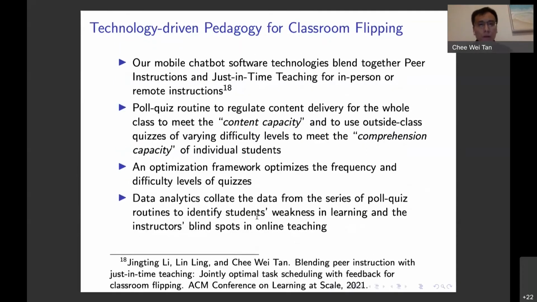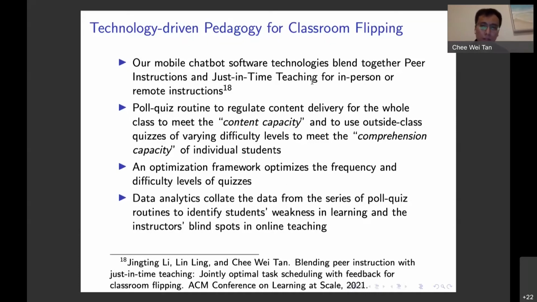So here's the idea. We want to develop some kind of software to assist the teachers. The software is built on top of the idea of flipped classroom teaching, which I call peer instruction. Peer instruction was pioneered by Harvard professor Eric Mazur and Stanford professor Carl Wieman 20 years ago. I think there's some value in peer instruction and so-called just-in-time teaching for our current remote teaching environments.